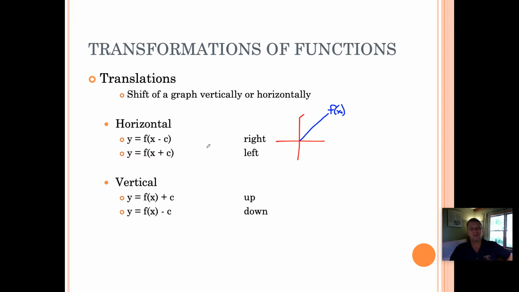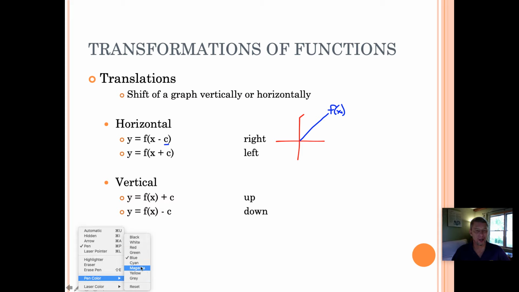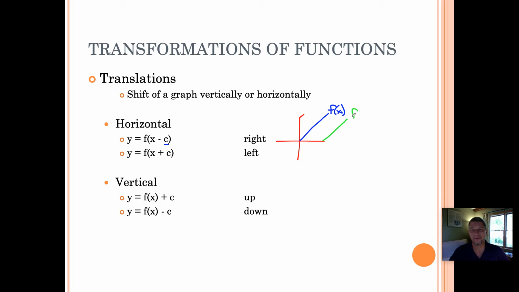Now, if I want to move this graph horizontally, if I subtract some number c from x, that will move my whole graph to the right. And so, for example, this would be f of x minus c. Because what I'm doing is manipulating the value of x, and so therefore, the value of x changes.